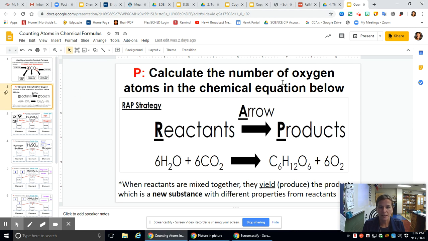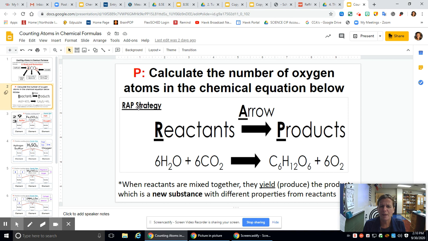So we're going to calculate the number of oxygen atoms in a chemical equation. So here's our chemical equation here. On the left side of the chemical equation, we call these our reactants. So those are substances that are going to react and produce a product. Our products are on the right.